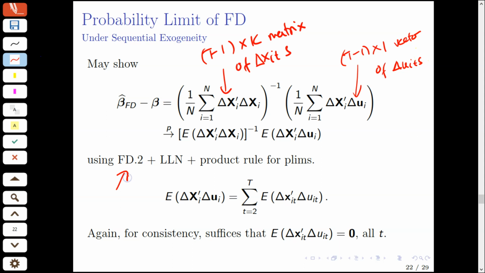Now, invoking the first difference rank condition, a law of large numbers, and the product rule for probability limits, we may show that the above product converges in probability to the corresponding product upon replacing averages with expectations. We're primarily interested in the second part of this product, since it dictates whether or not the estimator is consistent. So expanding on this product, we see that the inner matrix product can be written as a sum over vector products, where we're summing over the time index. So we may expand on this product, write it as a sum, and distribute the expectation onto each summand.